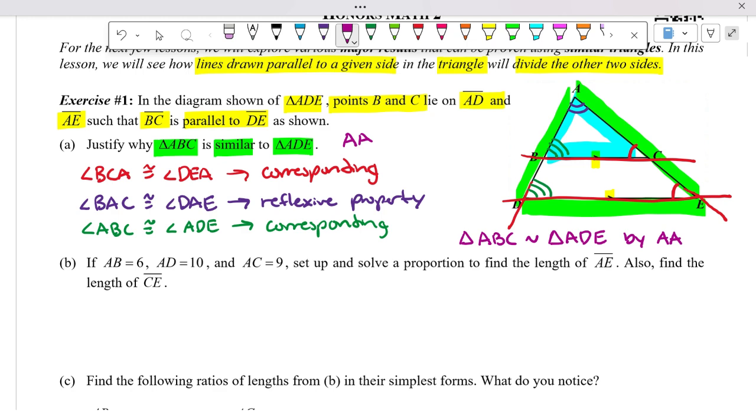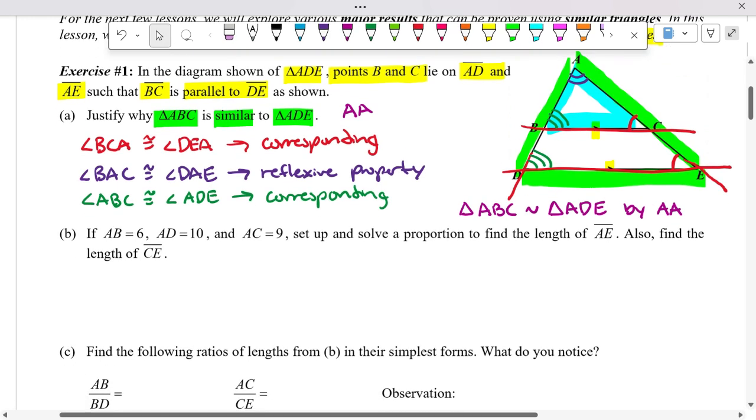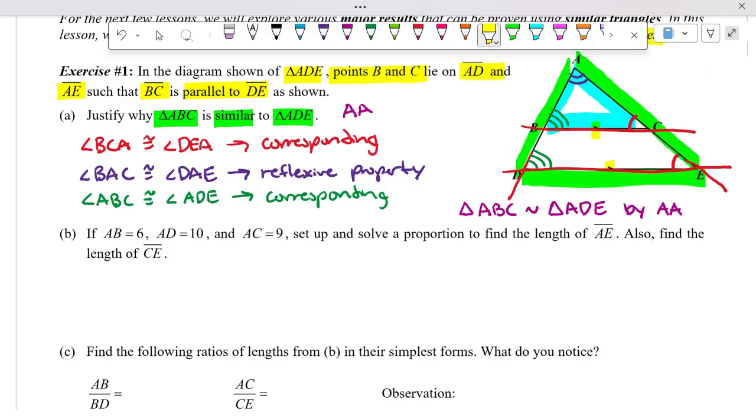All right. Now that we know that we're similar, that means that we should know that the sides are proportional, all the angles are congruent. So now we can do all those different similarity properties. They tell us that AB is 6, AD is 10, AC is 9. And we want to set up a proportion to find the length of AE and the length of CE.